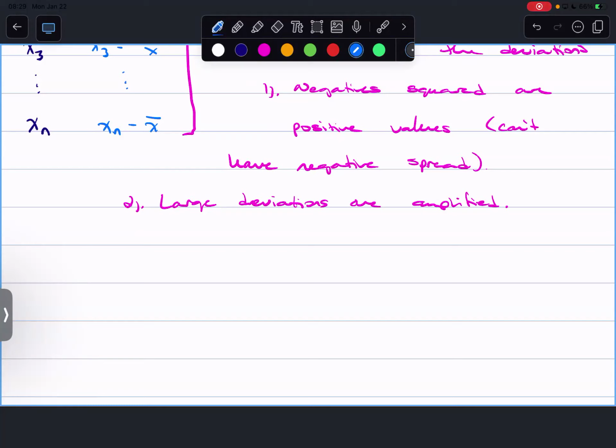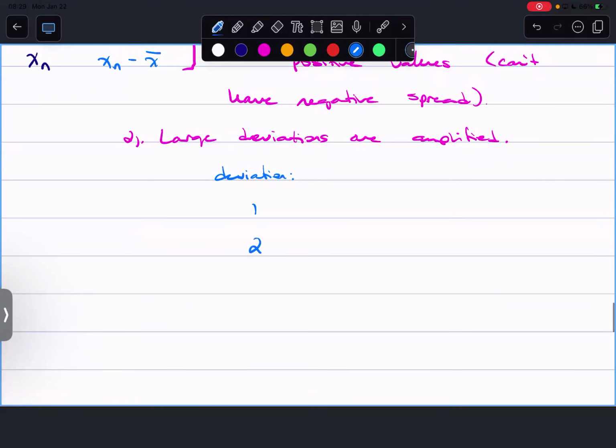So if you have a deviation of 1 or 2, I've increased by 1, then the deviation squared, 1 squared is 1, but 2 squared is 4. So now an increase of 1 in the deviations is an increase of 3 in the squared deviations, and that's what we mean by amplifying those larger deviations.